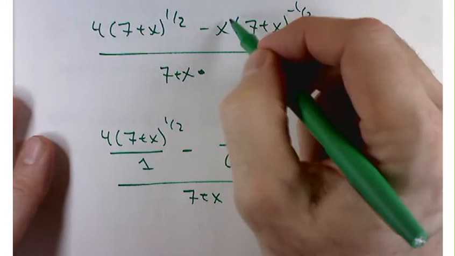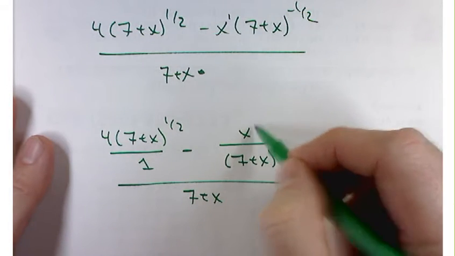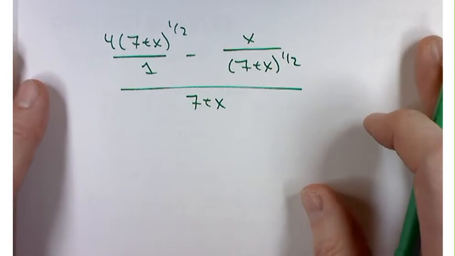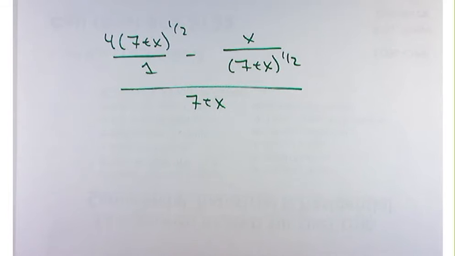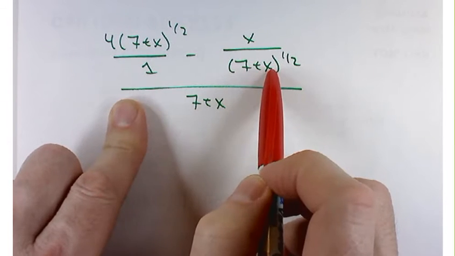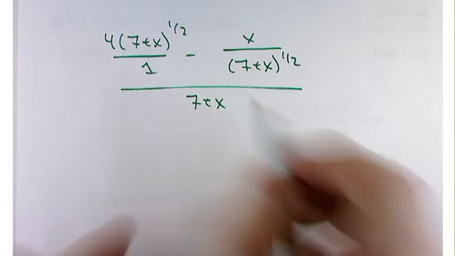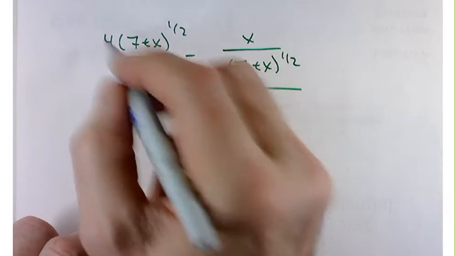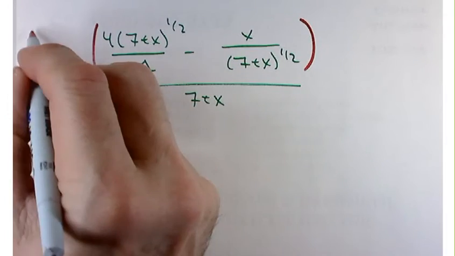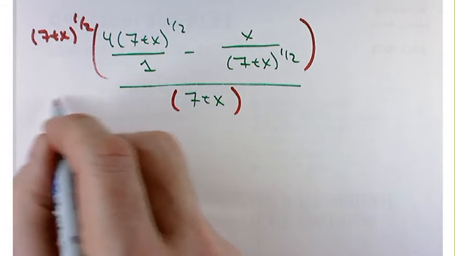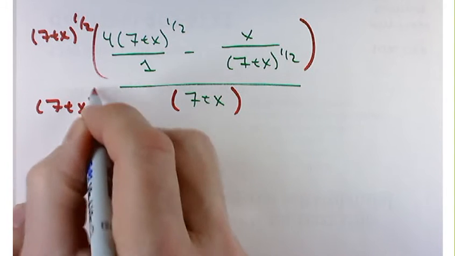How come x stays up in the numerator? Even though it's not written, it's understood to have a positive exponent. This becomes a complex fraction. And our trick in working with complex fractions was to multiply by the lowest common denominator of these fractions right here. In this case, the lowest common denominator is just going to be 7 plus x to the 1/2. So I'm going to multiply by 7 plus x to the 1/2 here, and I also have to do that in the denominator, 7 plus x to the 1/2.